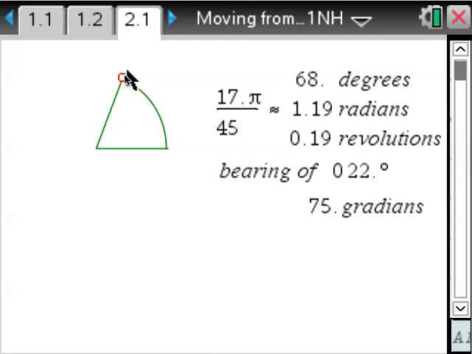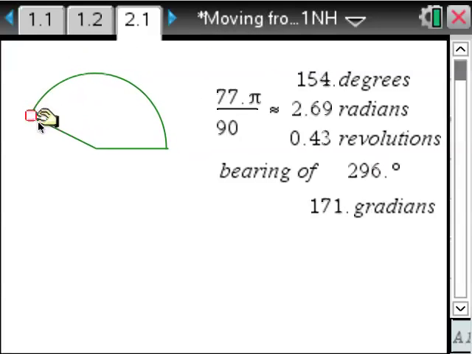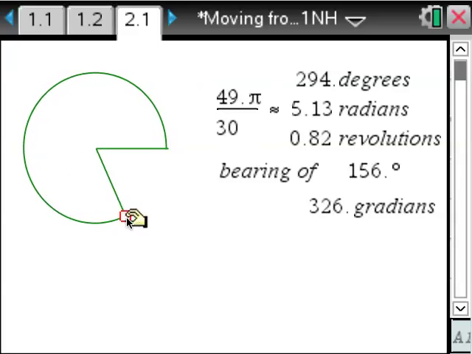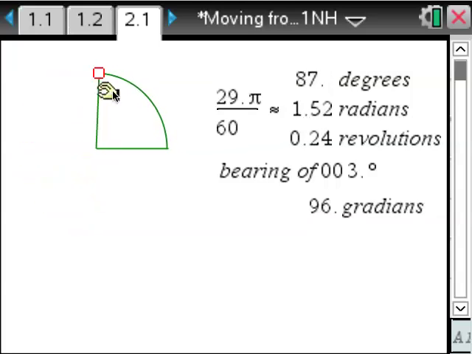On page 2.1, they can simply grab hold of this point, and as they move it around, they can see the whole variety of different ways of communicating the angle that's on display, from degrees to radians to revolutions to a bearing, and to gradians.